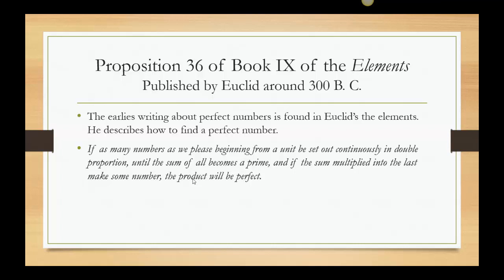It's a collection of things that are kept all together and published, all about geometry and numbers and stuff. So this is the earliest writing about perfect numbers. I'm going to read it to you and then we're going to break it down. It says, if as many numbers as we please, beginning from a unit, be set out continuously in double proportion until the sum of all becomes a prime, and if the sum multiplied into the last makes some number, the product will be perfect. Right? So Euclid thinks he's giving us an algorithm. He's given us a process for finding perfect numbers, but it's not so clear.